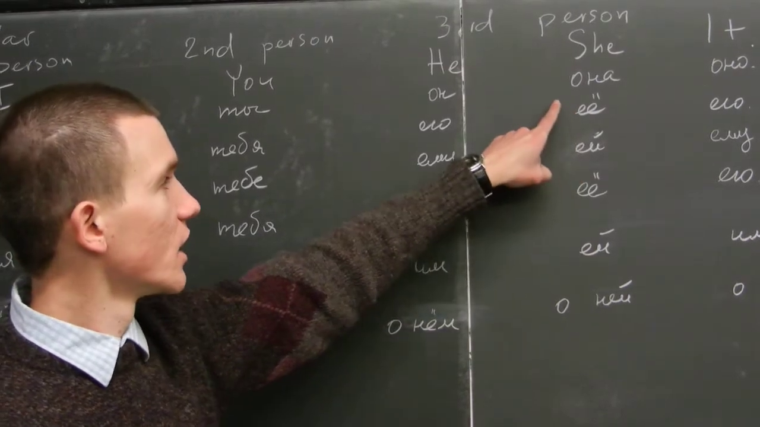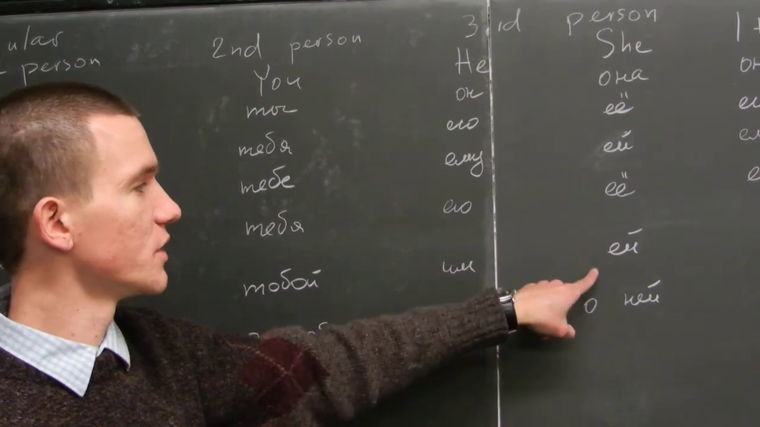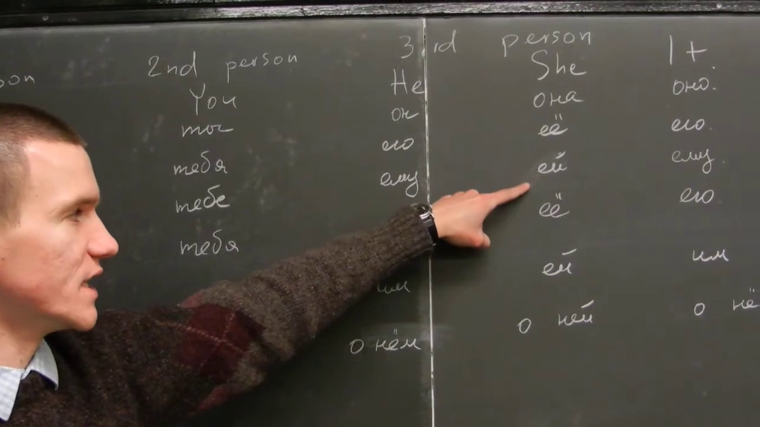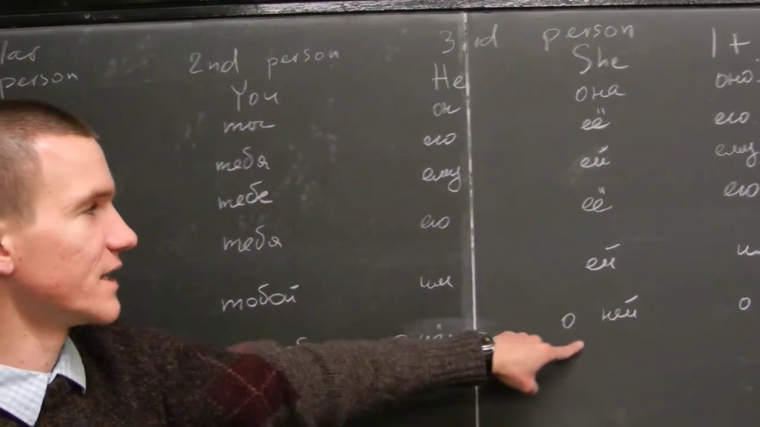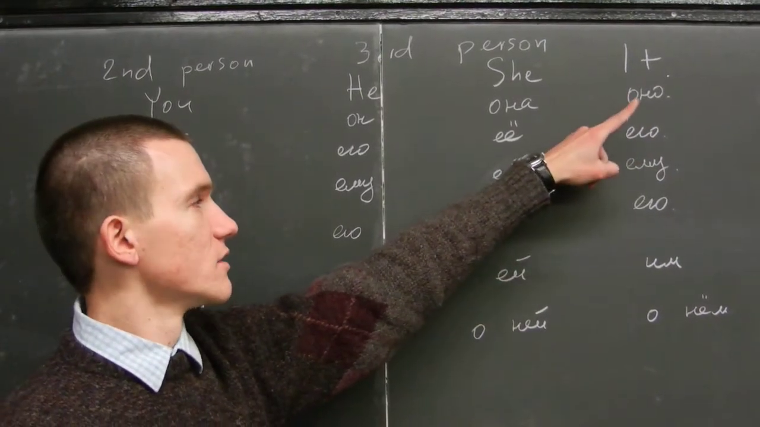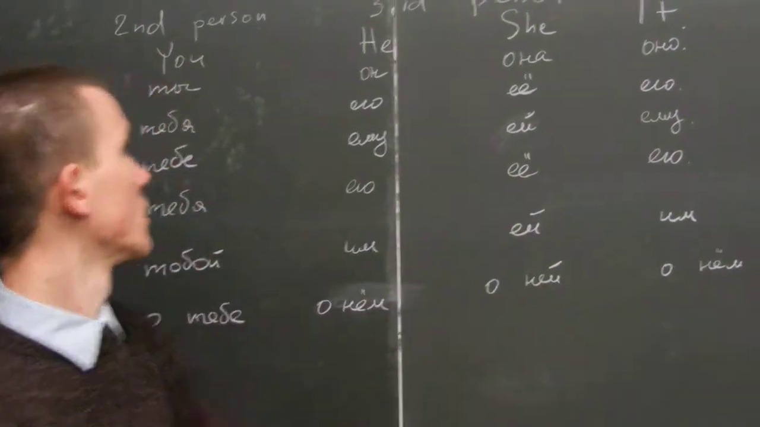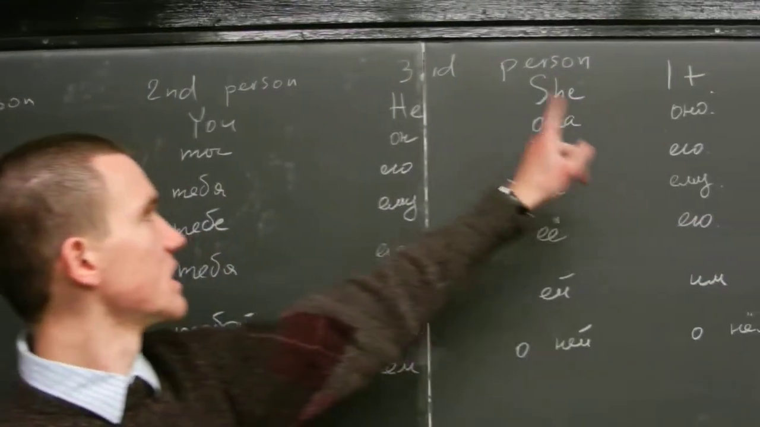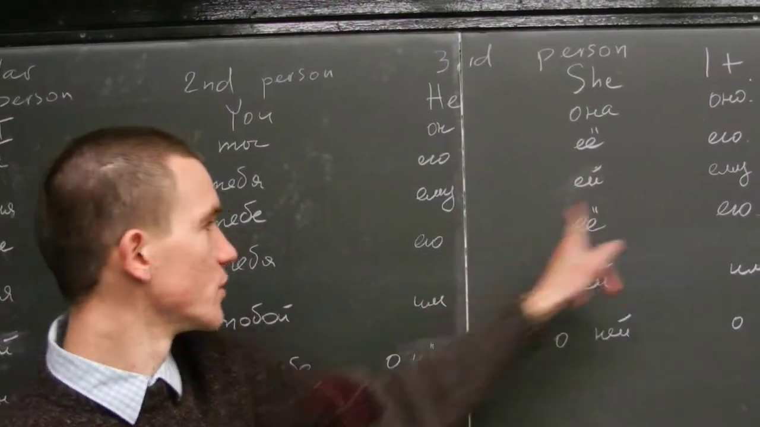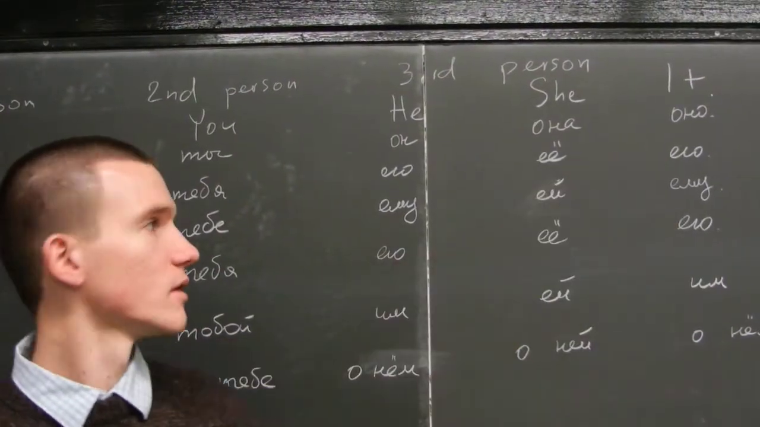Okay, let's go to see she. She, она, её, ей, о ней. Она, её, ей, о ней. And it, which means оно in Russian. So оно, его, ему, им, о нём. As you can see, it's totally the same as he, его, ему, им, о нём, except the nominative, оно.